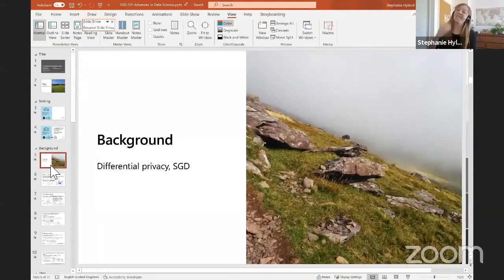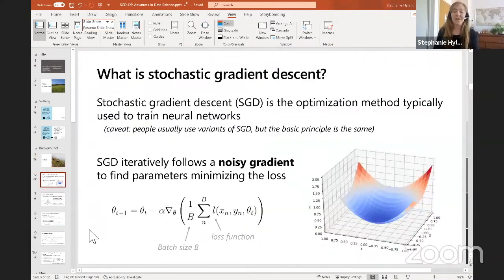So a lot of this project is really oriented around stochastic gradient descent and differential privacy. So I'm going to assume no one knows anything about these and give you a very quick overview. Stochastic gradient descent is by far the most common optimization method used in machine learning. In reality, people usually use some variants of SGD, but the basic principle is the same, although we are focusing on vanilla SGD here.